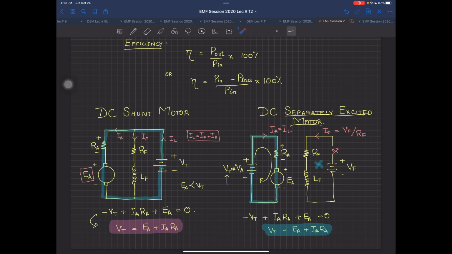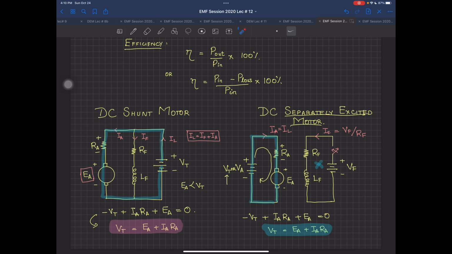Now, when I'm talking about the load, these two machines are going to be discussed combinedly. So whatever analysis is done for a shunt motor is equally applicable to the separately excited motor. The only thing that changes is that in this case, your IF is going to be VT divided by RF, whereas here, it is going to be VF divided by RF.